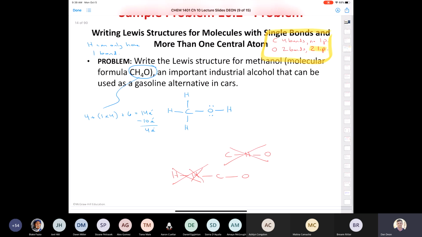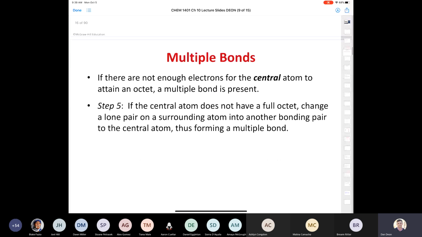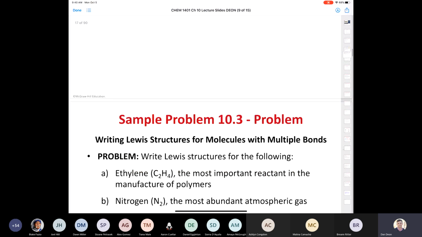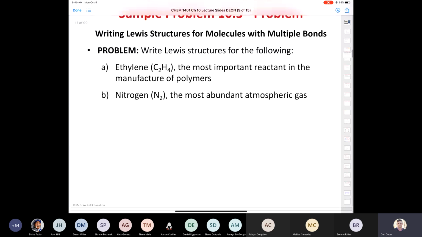Let's move on from there and talk about Lewis structures for molecules that have multiple bonds, so that means a double or a triple bond. If there are not enough electrons for the central atom to attain an octet, then you've got to have a multiple bond. The next step is, if the central atom doesn't have a full octet, change a lone pair on a surrounding atom into another bond to the central atom, thus forming a multiple bond. The good news for our class is that we already looked at the structure of CO2 earlier on, which had a double bond in it. And so let's give these two a try.